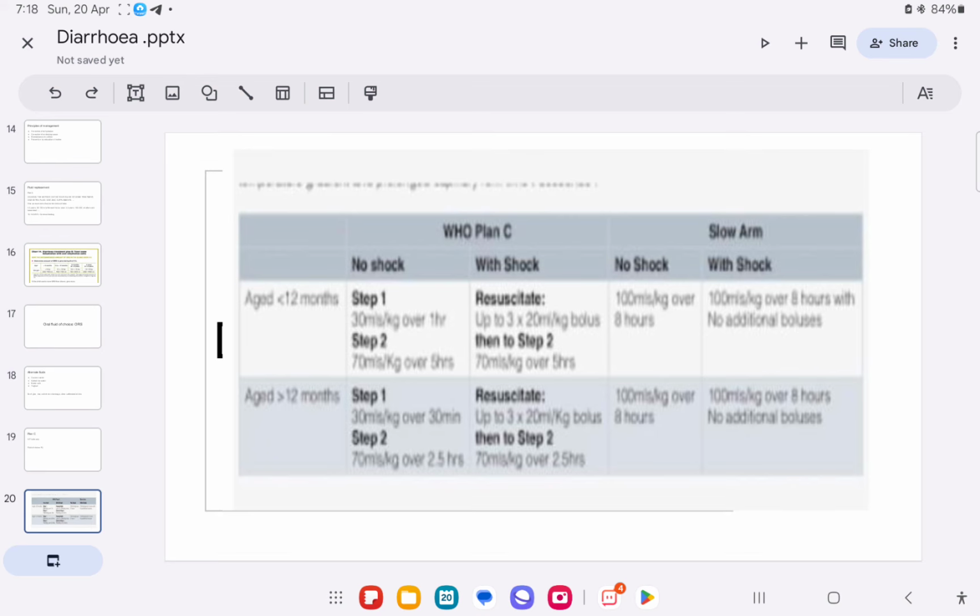Now go for the more than 1 year old child. You can take an aggressive approach where 30 ml per kg is given over 30 minutes and 70 ml per kg is given over 2.5 hours. Okay. That's all. That is the basics of management of diarrhea. Thank you.